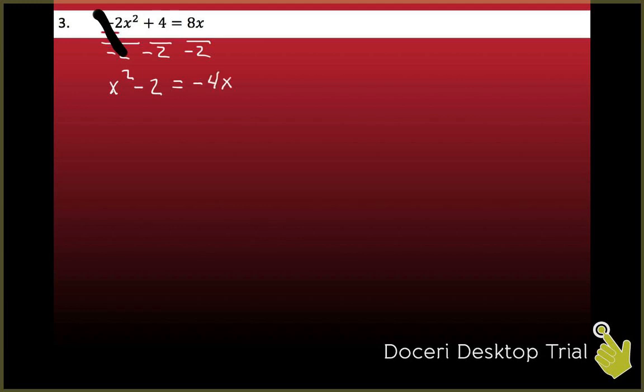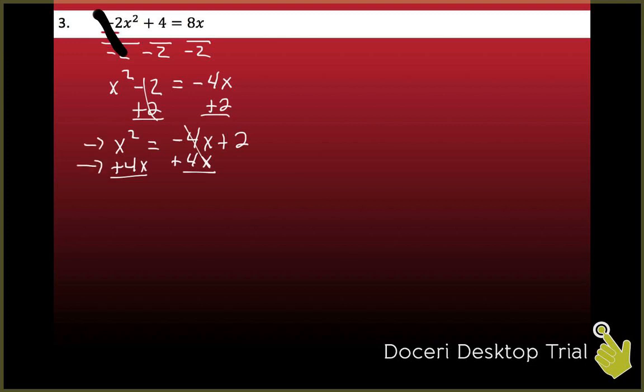We need to do a little rearranging. We want to get this piece to this side, and we want to get this piece to this side. So to do that, we're going to add 2, and we'll have x squared equals negative 4x plus 2. And now we want to move our 4x back over. Plus 4x, plus 4x. These are not like terms, so we're going to have x squared plus 4x equals, oops, I'm going to leave a little space there, equals 2.